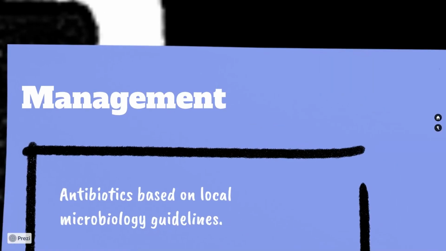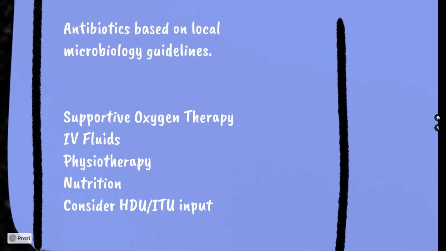Now let's look at the management. We would give antibiotics based on local microbiology guidelines. In Salisbury, this is IV Co-amoxiclav or IV amoxicillin in older patients due to the risk of C. diff. We would also consider giving clarithromycin if it is a high severity CAP to cover for any atypical organisms. We would also consider supportive oxygen, IV fluids, chest physiotherapy, nutrition, and consider HDU or ITU if clinically indicated.